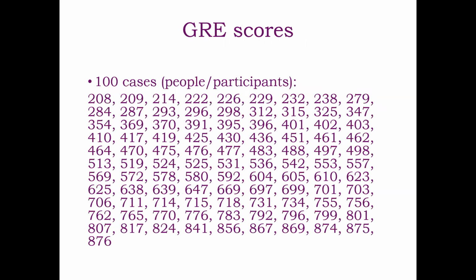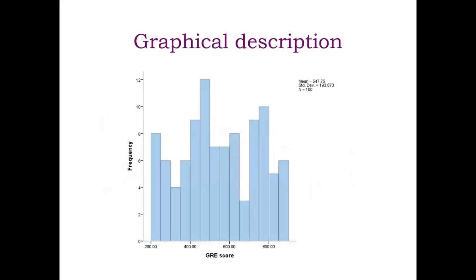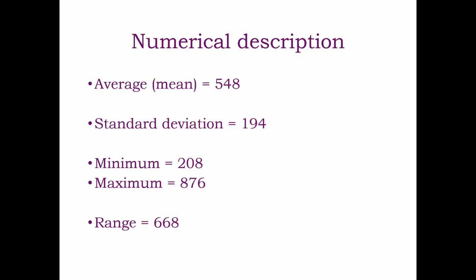So for example, let's look at these 100 cases, which means 100 participants or people, 100 GRE scores. We can look at it like this, and it's pretty much just a lot of numbers, right? But we can use a graphical description to have a better idea of what's going on, right? We can see it goes from 200 to above 800 and so forth. We can also use numerical descriptions, which should give us the average or mean, standard deviation, and minimum, maximum, range, and so forth. And we're going to learn all about that.